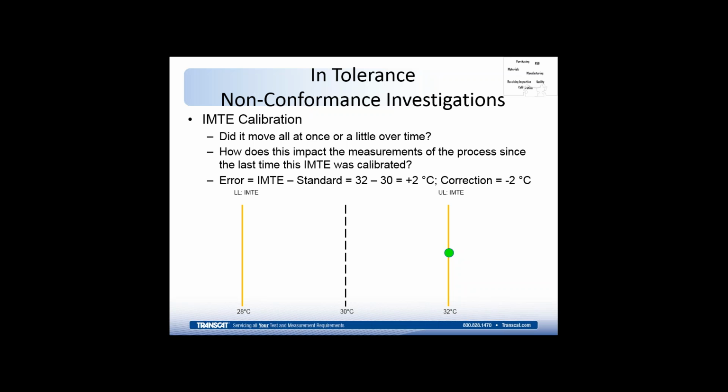The error in the instrument is the reading on the instrument, subtract the standard's value, and so we see that there's a +2 degree error. To correct that, on readings that were taken over time, we have to subtract 2 degrees to get it back to where it should have been, had it not drifted at all.